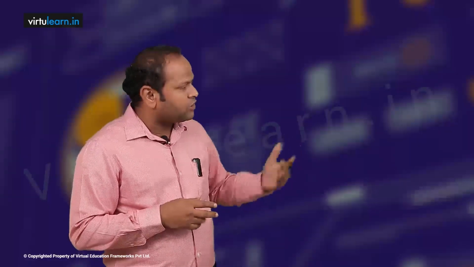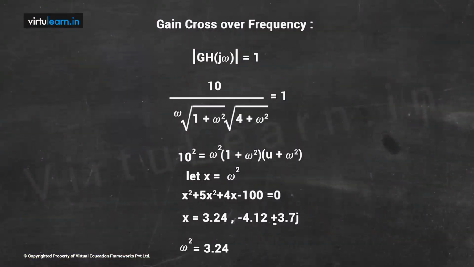And to find the phase margin, we have to first calculate the gain crossover frequency. Now, we know how to find gain crossover frequency. Equate the magnitude to 1. So what is the magnitude here? 10 by omega into root of (1 plus omega square) into (4 plus omega square), that is equal to 1.